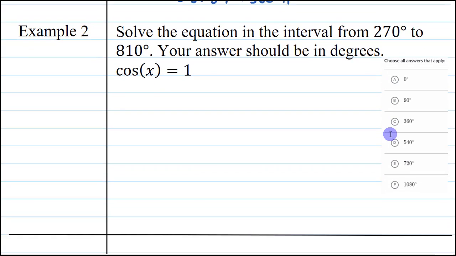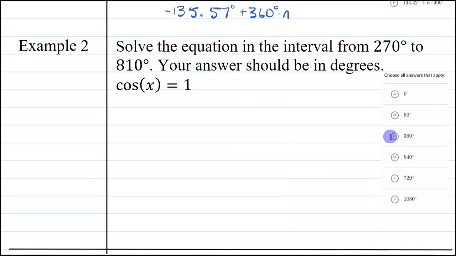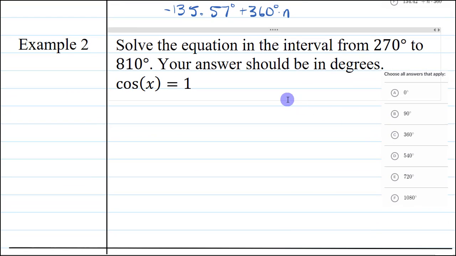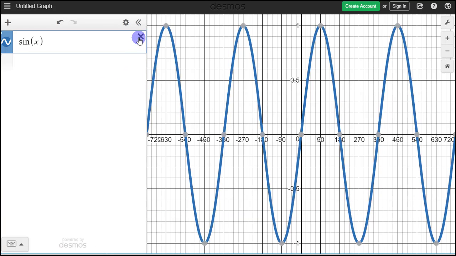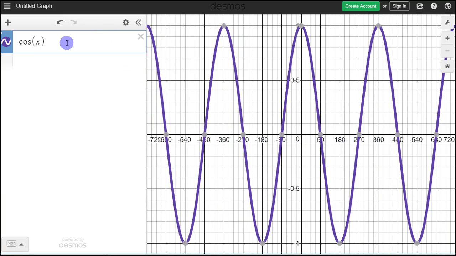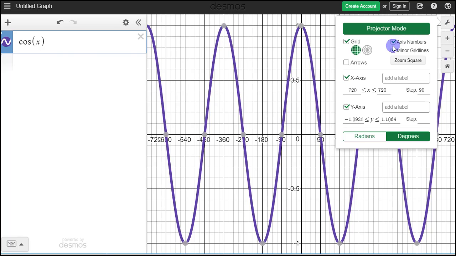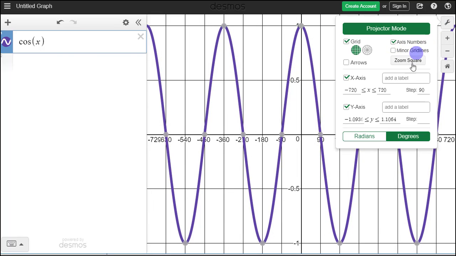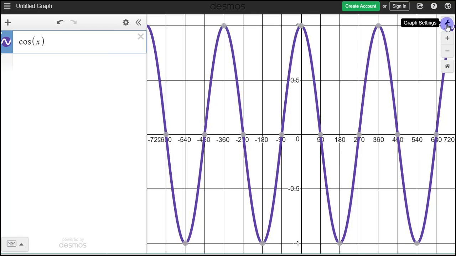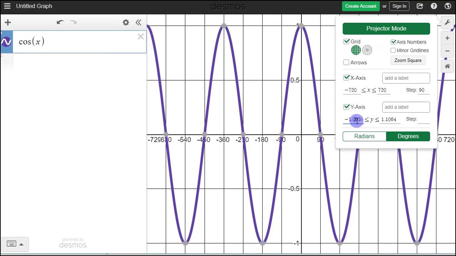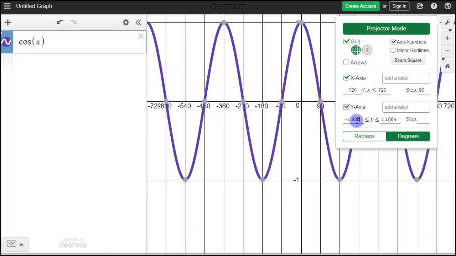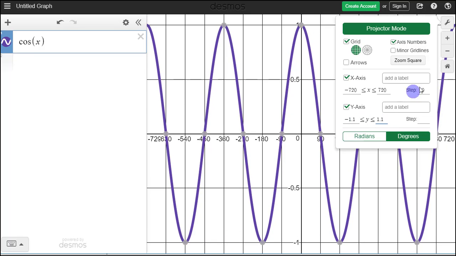Let's do example 2. This one is going to be quicker because I'm going to show you the shortcut. Are you ready for example 2? On our laptops, graph whatever function is looking for, cosine. So go ahead, you have nothing here. Go ahead and graph cosine of x. Change your axes so they look roughly like mine. So this is going to be negative 1.1, 1.1, negative 720 to 720, step by 90. Look roughly like that.